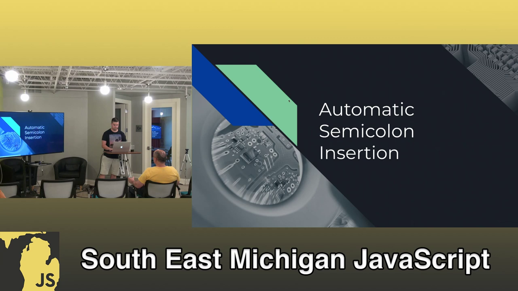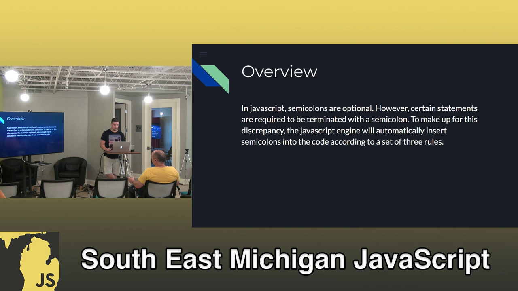In JavaScript, semicolons are optional, but certain statements are required to be terminated by a semicolon. To make up for this discrepancy, the JavaScript engine will automatically insert semicolons into your code depending on a set of three rules. It sounds simple, only three rules, but they're written in the ECMAScript spec, and they're very verbose and make no sense. So I'm going to read it right this time because I can't read it.